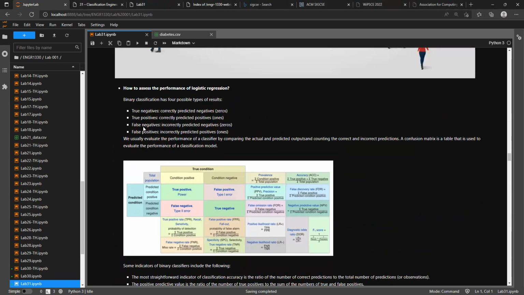And then you have false negatives and false positives. And this happens all the time. This is the reason you do the test like 3 times.